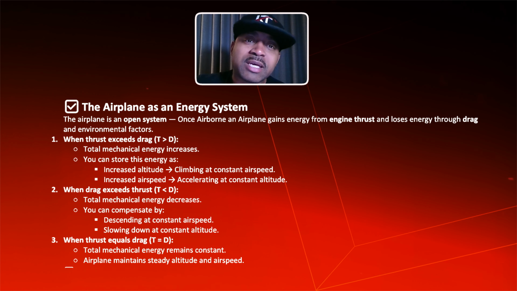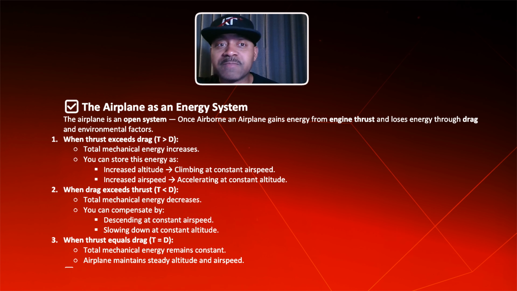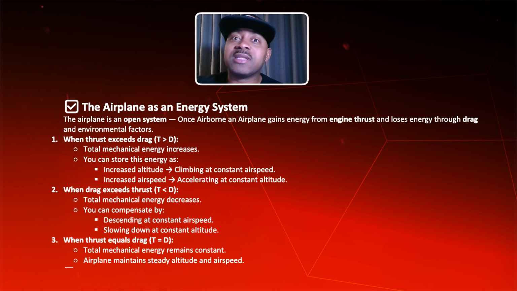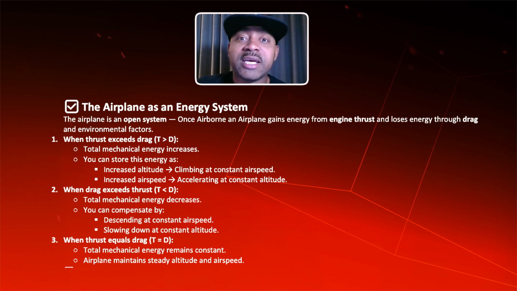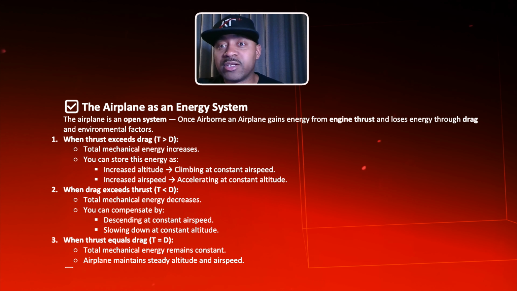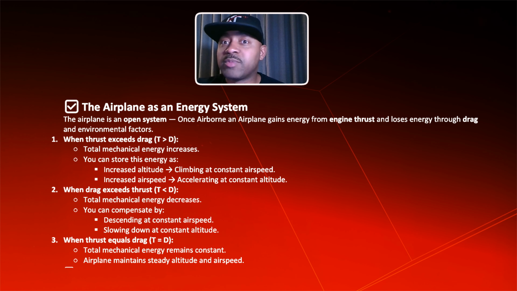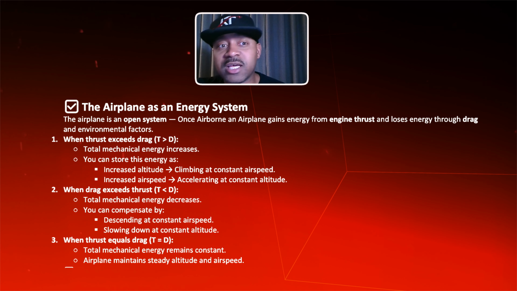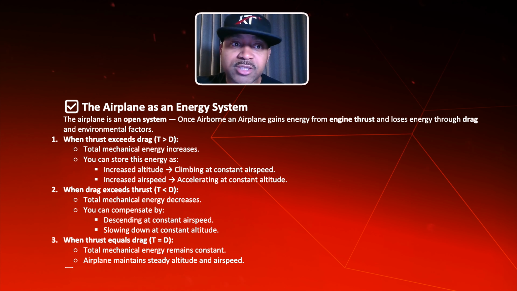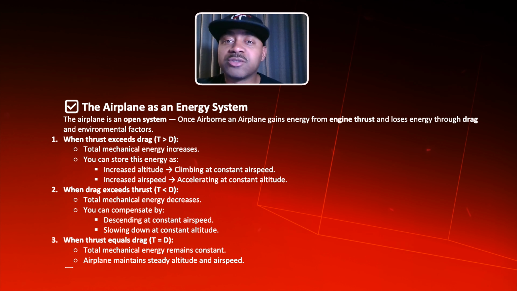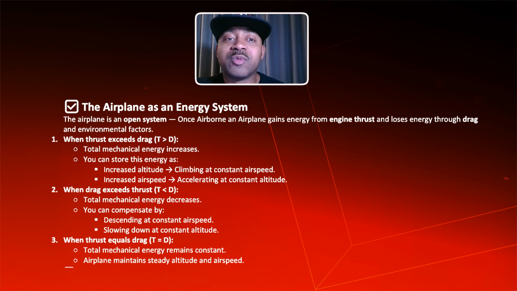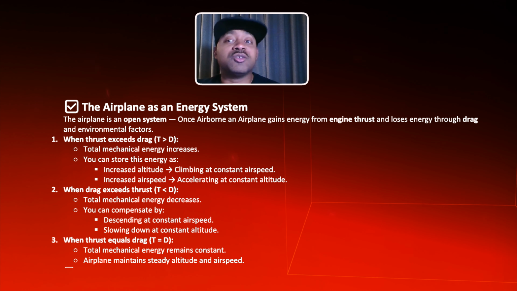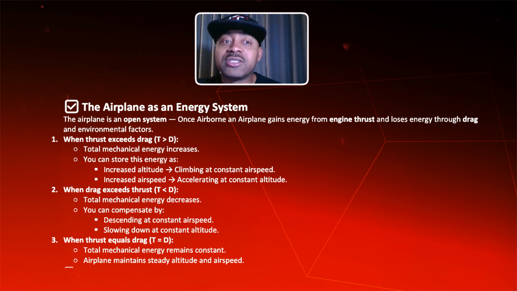When we look at the airplane as an energy system, the airplane is an open system. Once the airplane is airborne, it gains energy from engine thrust, which takes the chemical energy of the engine and turns it into mechanical energy. So you have engine thrust as a way to gain energy, and drag as a way to lose energy, along with any other environmental factors. Those are the things that go in and out of that system, which is why it's an open system.